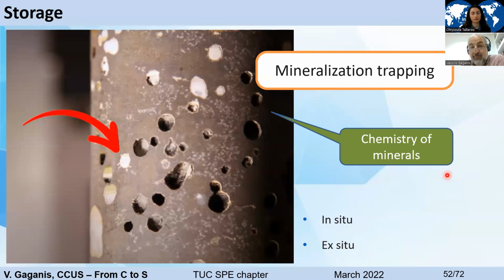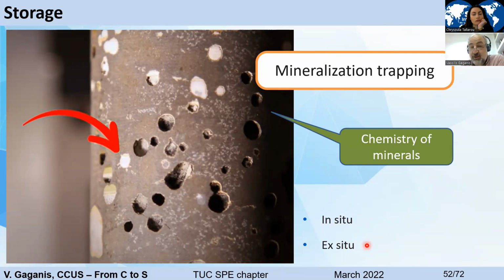Just keep in mind that there are two schools of thinking, let's say, two different directions towards mineralization, the in situ and the ex situ one. In situ simply means that we expect mineralization to take place inside the subsurface reservoir. Ex situ is the following.